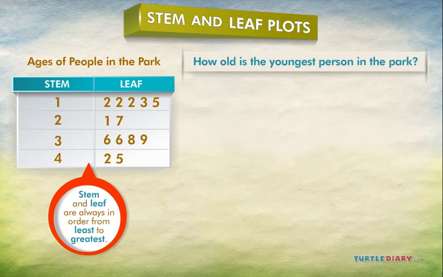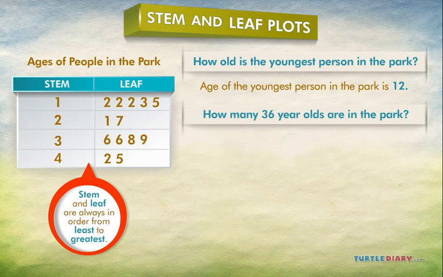So let's look at the first leaf on the first stem. The stem is 1 and the leaf is 2, so the age of this person is 12. If you check any other age this way, you'll see that it is higher than 12.